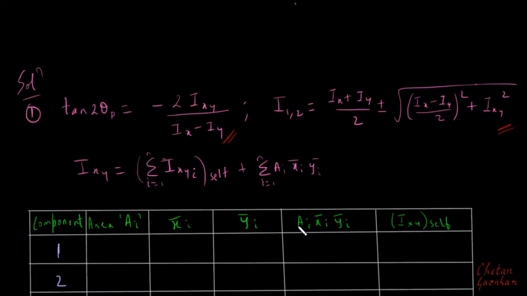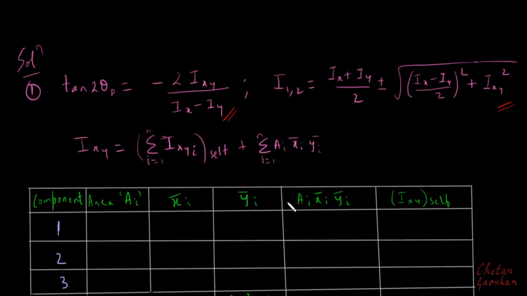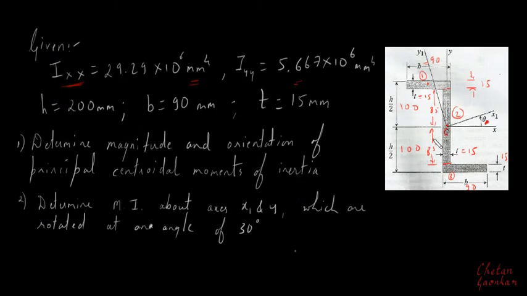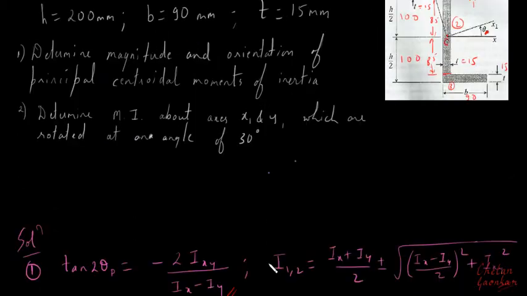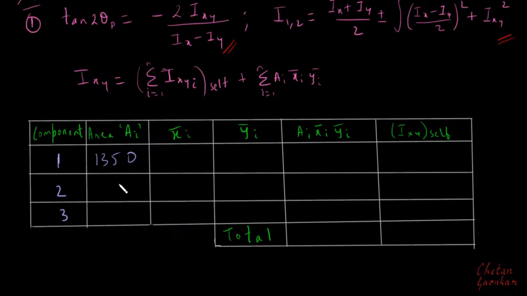So this gives us 1350. Similarly, the area of the second component will be 85 plus 85, that is 170, multiplied by 15. So it will be 170 multiplied by 15, which gives us 2550.